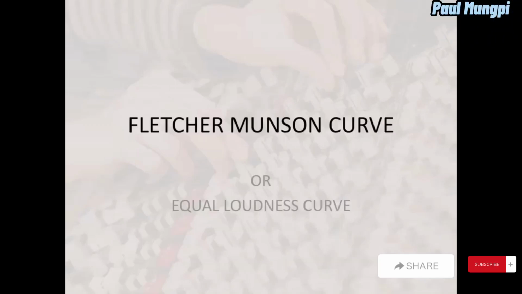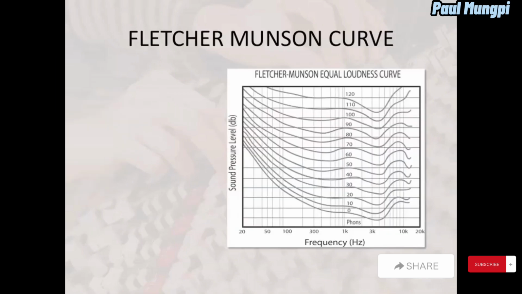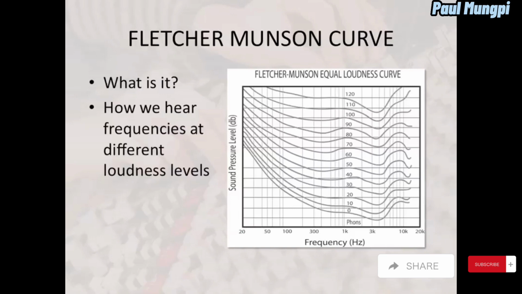The Fletcher-Munson curve, or equal loudness curve, is something that's very beneficial to understand as you start mixing, and there's a couple reasons why. So let's take a look at it. This is the Fletcher-Munson curve. I mean, it looks really cool, doesn't it? But what in the world is it? Basically, it's a definition of how we hear frequencies at different loudness levels.